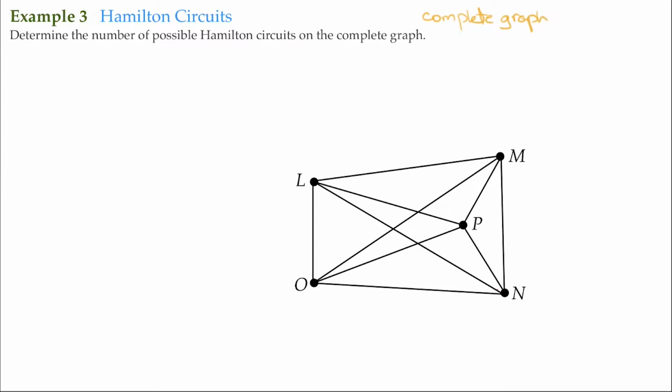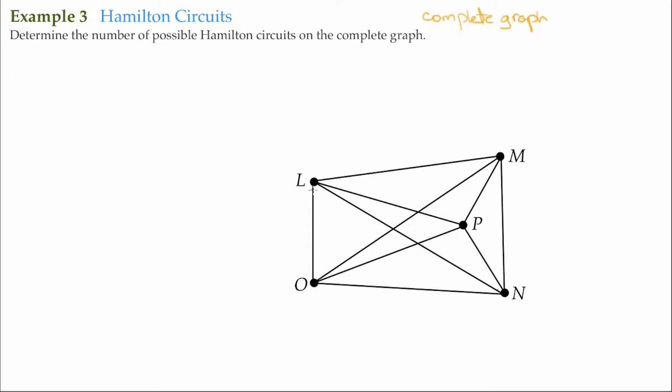And a complete graph is a graph with more than two vertices that has edges that connect every vertex to every other vertex. So if a graph is a complete graph, then we can determine how many Hamilton circuits are possible in the graph. So for this example, it says determine the number of possible Hamilton circuits on the complete graph. And we can tell that this graph is a complete graph.